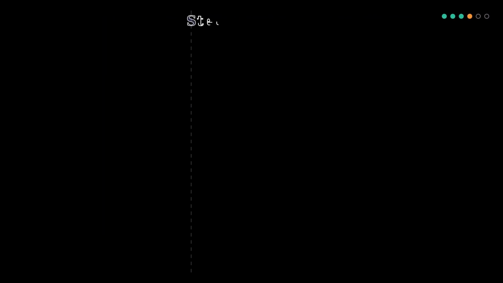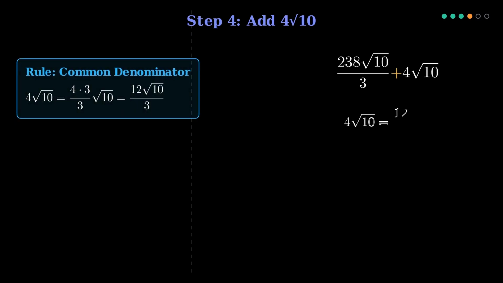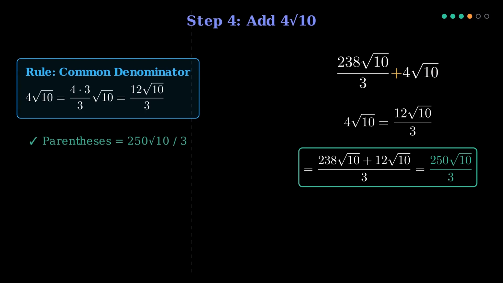Step 4. We need to add 4 root 10 to our result. We have 238 root 10 over 3 plus 4 root 10. To add fractions, we need a common denominator. 4 root 10 is the same as 12 root 10 over 3, because 4 times 3 is 12. Now we add. Same denominator, so we add the numerators. 238 plus 12 equals 250. Great. The entire expression inside the parentheses equals 250 root 10 over 3.